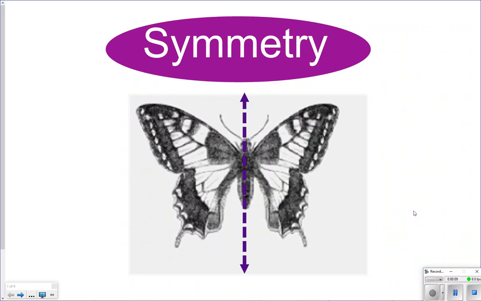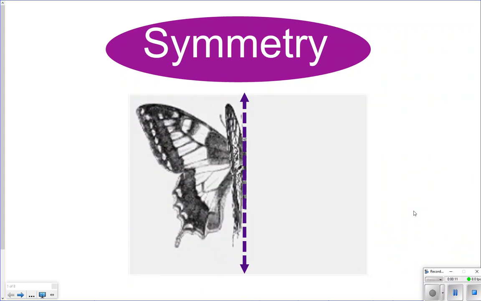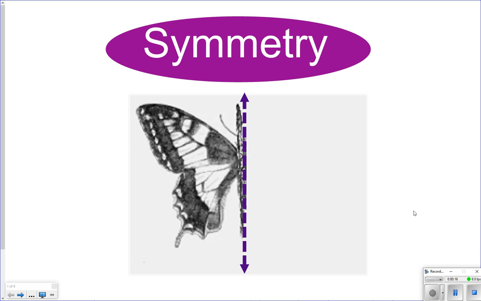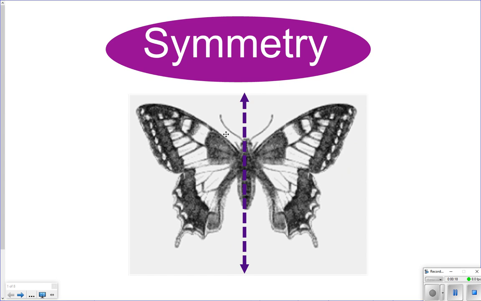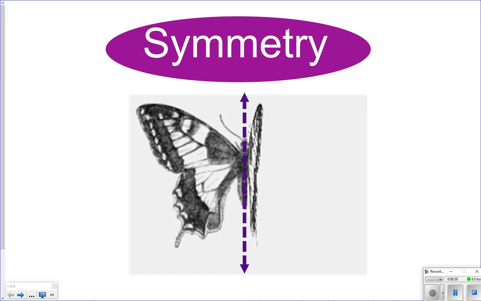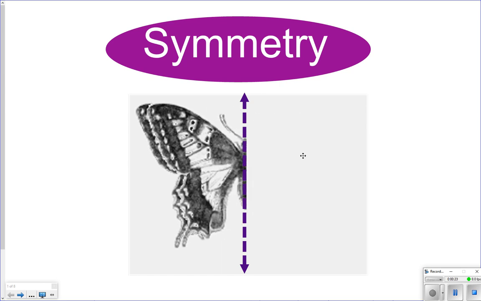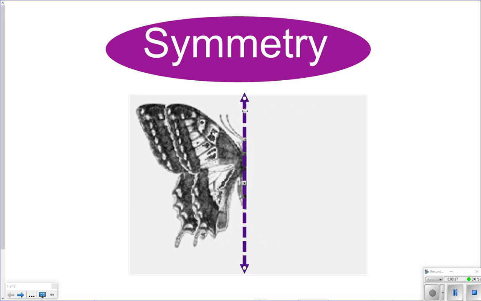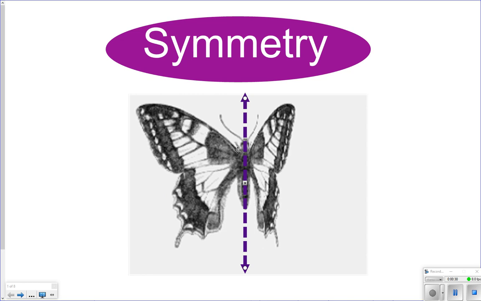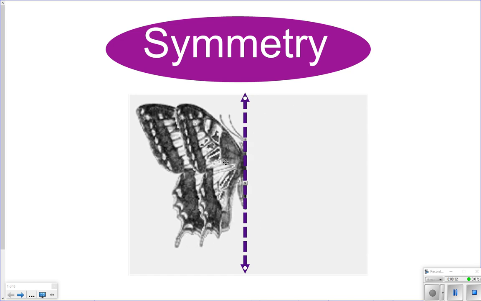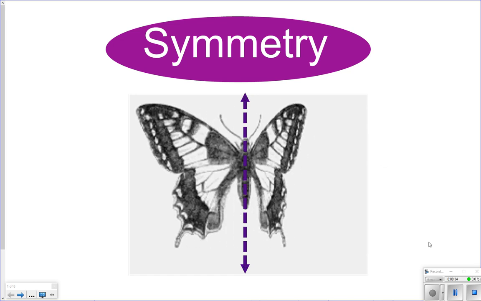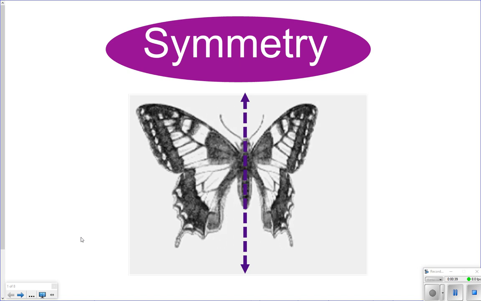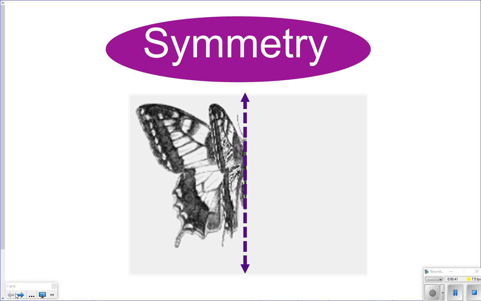What is a symmetrical figure? A symmetrical figure is a figure which can be cut into two equal, similar parts, like the butterfly here. The butterfly consists of two exactly equal parts, and this line is called the line of symmetry because if you put it here, the left side is similar to the right side. Its name is the line of symmetry. Again, a symmetrical figure is a figure that you can cut into two equal parts.